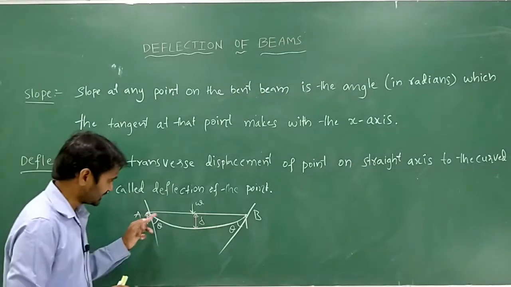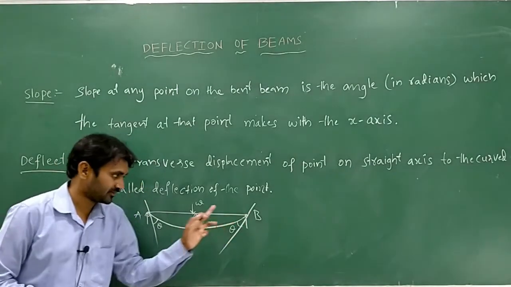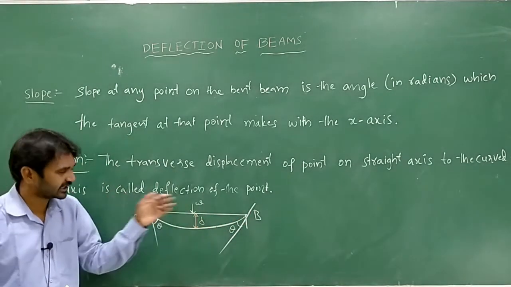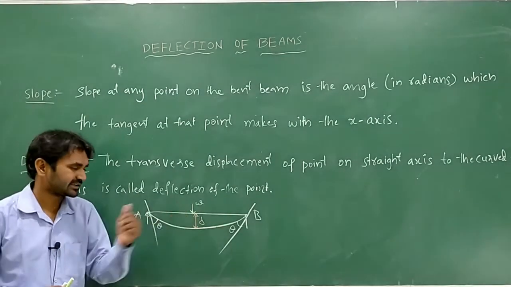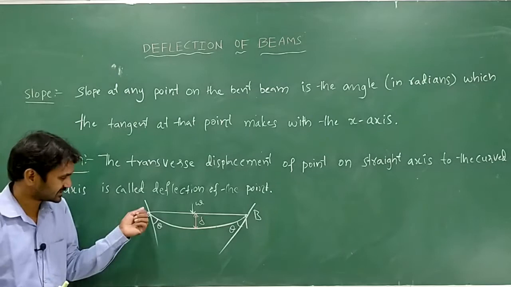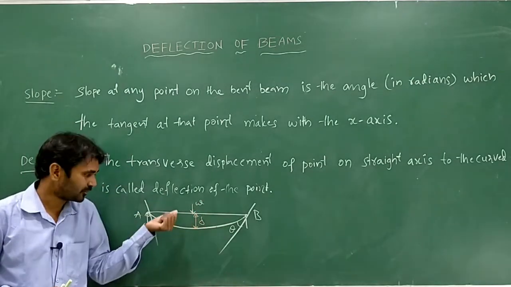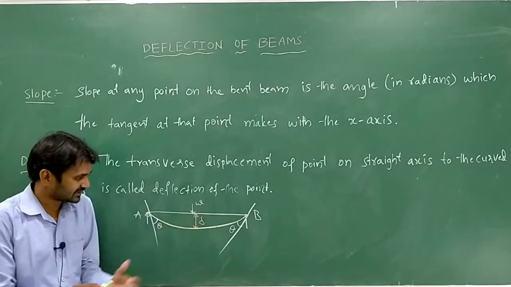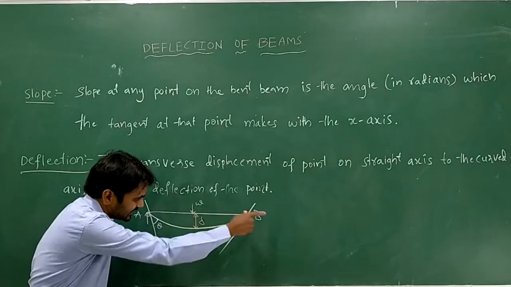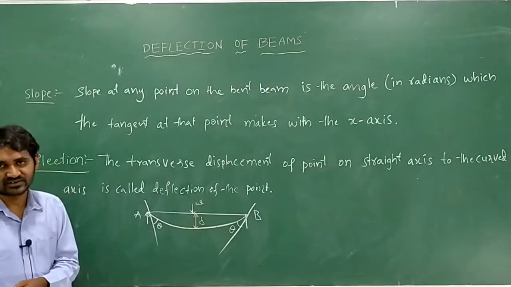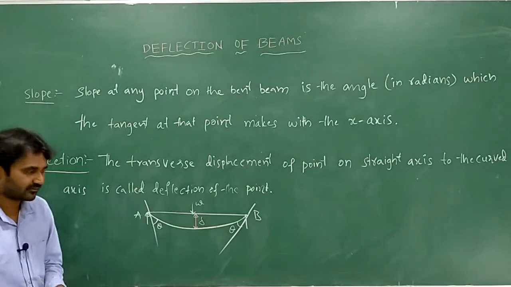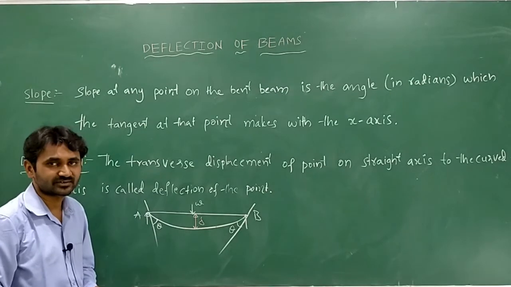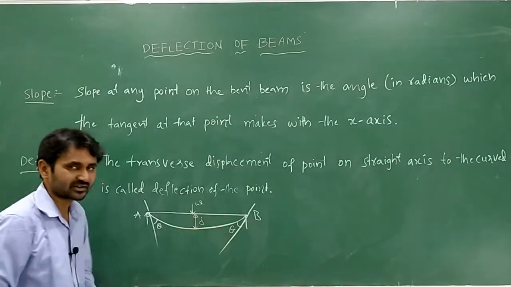For example, I have a beam of 2 meters. On this, a 10 kilonewton load is acting at the center point. It is deflecting due to this 10 kilonewton load. How much will it deflect, 1 mm or 2 mm? This is the straight one, this is the curved one, and the vertical distance between the straight axis and curved axis is called the deflection. So, this is our deflection, this is our slope.